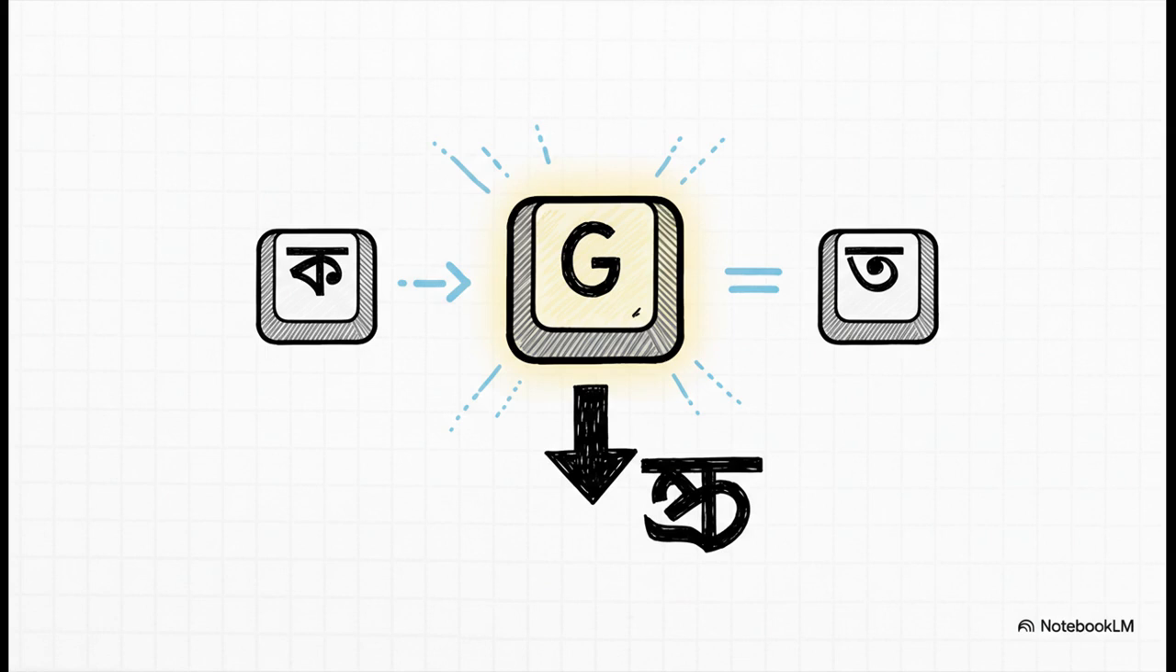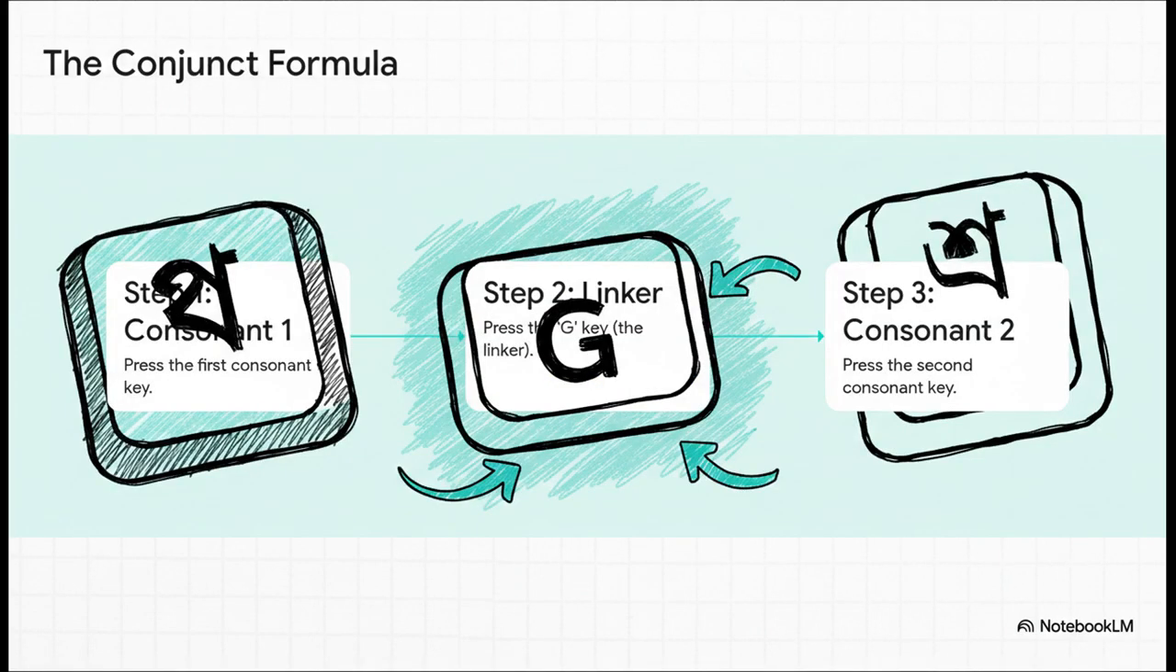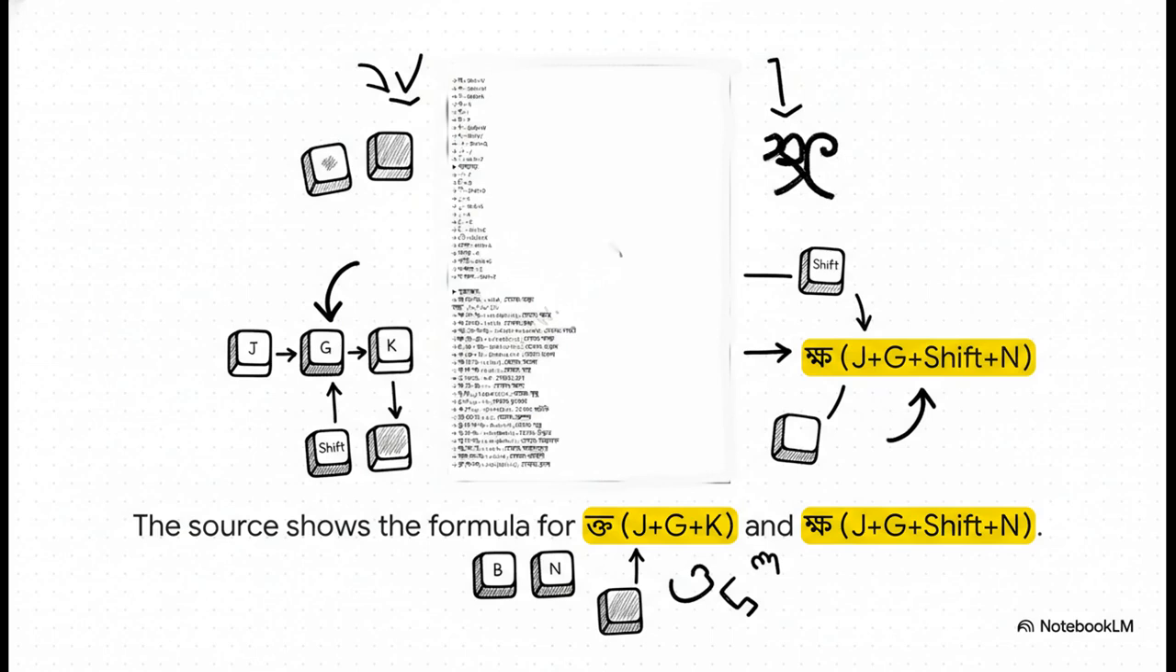This is the single most important rule to remember. The G key, which we also saw with some vowels, is the key that connects every single consonant to another. It's the key to everything. The formula is a super simple three-step process that works every single time. It's just type the first consonant, press the G linker key, then type the second consonant. That's it. Consonant, G, consonant. Let's look at a couple of common examples. To type the conjunct kta, the formula is J for ka, then our G linker, then K for ta. For the complex character ksha, it's J for ka, the G linker, and then Shift plus N for sha. It's that same consistent formula every time.